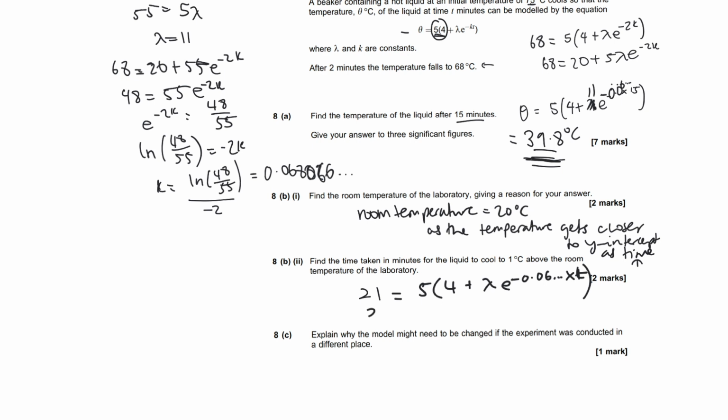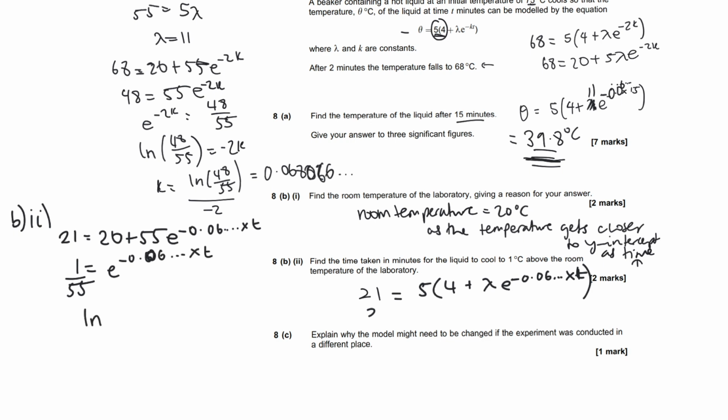So then, if I put it here, I have enough space to work it out. 21 would be equal to 20 plus 55 e to the power of minus 0.06... times t. So then 1 over 55 would be equal to e to the power of minus 0.06... times t. So then ln of 1 over 55, divided by minus 0.06..., is equal to t. And if we put that all into our calculator, we would be left with t equal to 59 minutes. So it would take roughly 59 minutes.